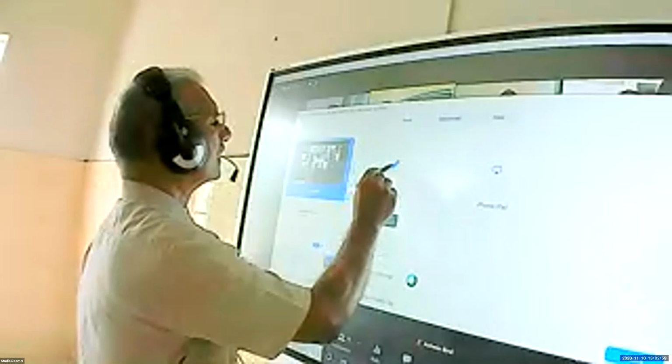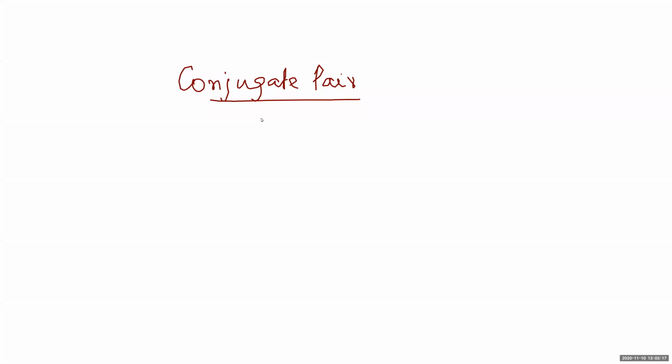Some more examples. Let us study a definition, that is conjugate pair. A conjugate pair is a pair of acid and base which differ only in one proton.